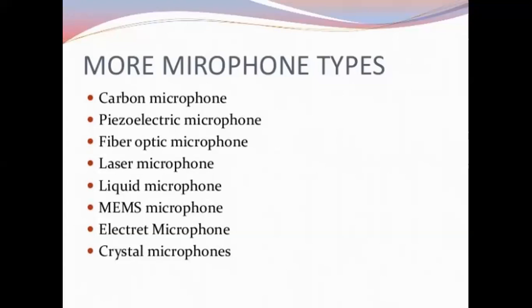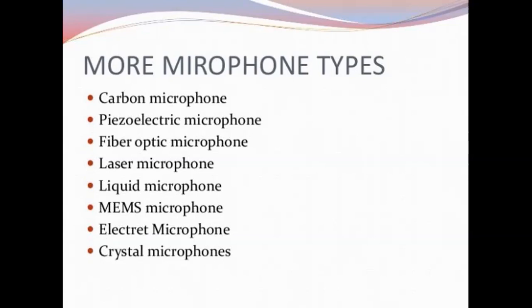Next, we have a laser microphone. Laser microphone, basically a surveillance device that uses a laser beam to detect sound vibration in a distant object. The laser beam is directed into the room through the window, reflects off the object, and returns to a receiver that converts the beam to an audio signal.